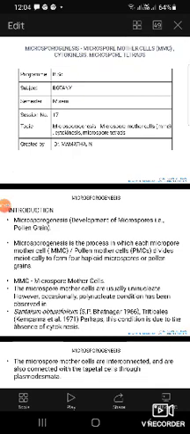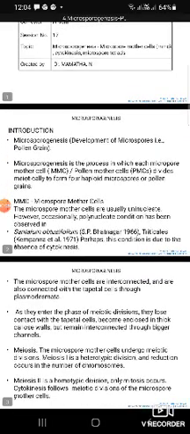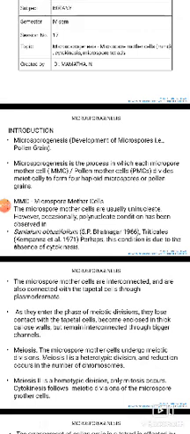Microsporogenesis, that is the development of microspores, the pollen grains. Microsporogenesis is the process in which each microspore mother cell, or pollen mother cell, divides meiotically to form four haploid microspores or pollen grains.